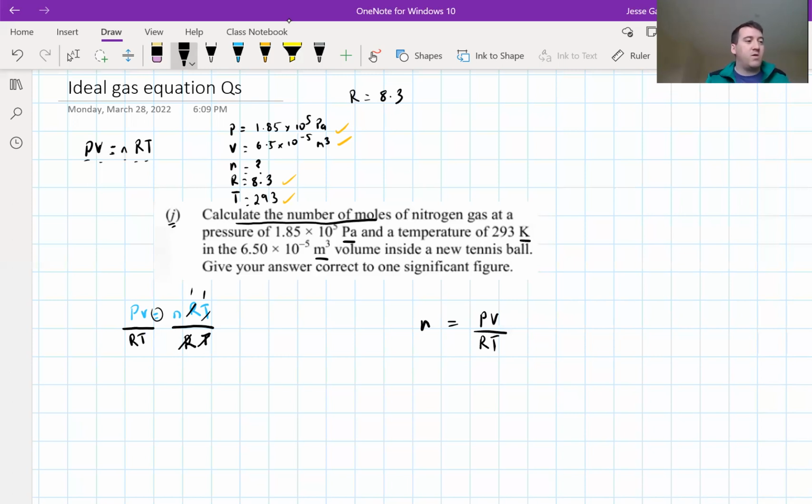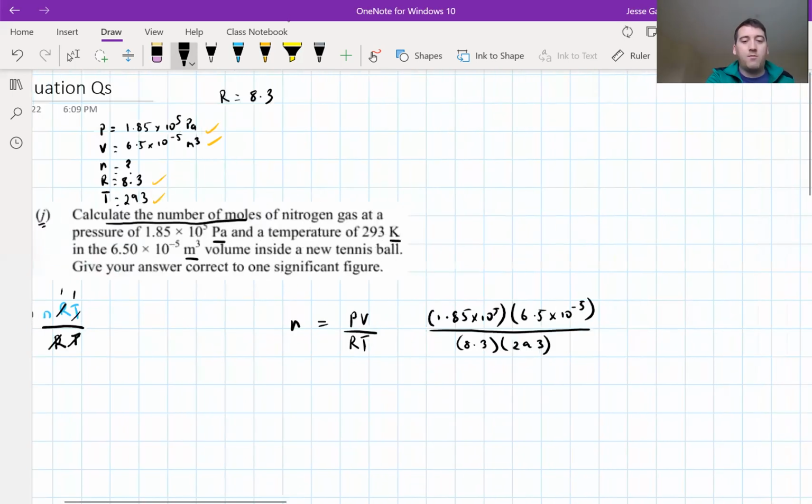All right, so this is what you should have done. I'm hoping you should have put in the pressure as 1.85 by 10 to the 5 times by 6.5 by 10 to the minus 5, which is the volume. Put that all over 8.3, and T, which we said was 298. Oh no, 293. Be careful when you're transcribing numbers.